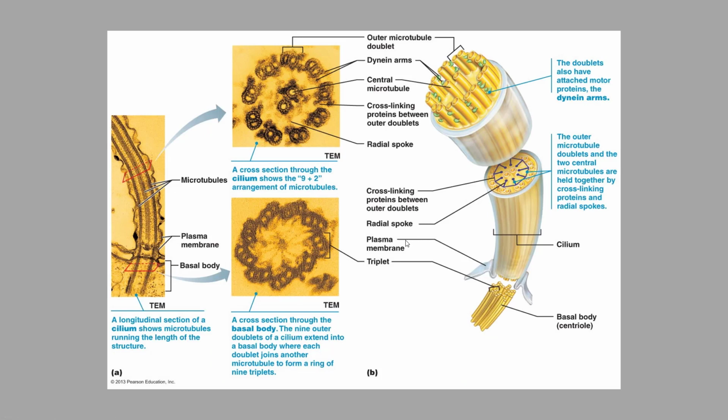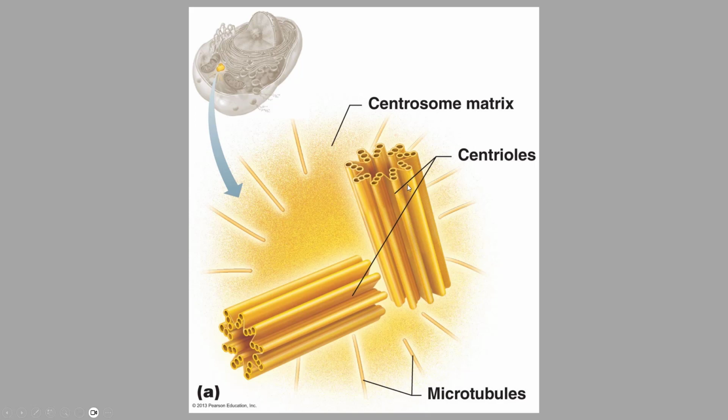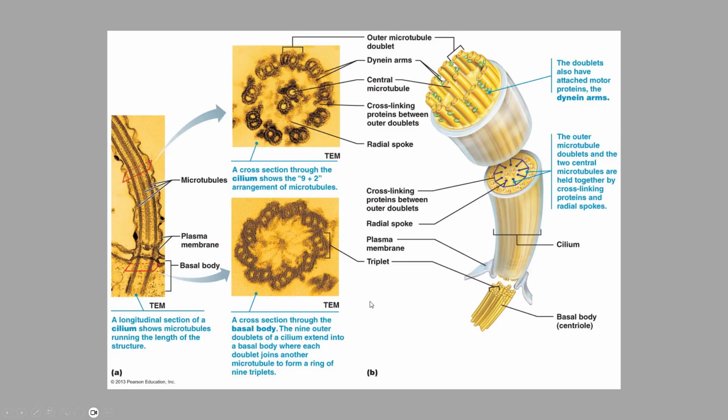Except for cells that have a flagella. Cells that have a flagella, or cells that have cilia, these are little projections that stick out of a cell. Well, the base of a cilia or a flagella is a centriole. Not the same centrioles, because there's 2 centrioles here in the centrosome, but we also will find centrioles at the base of a cilia or a flagella.